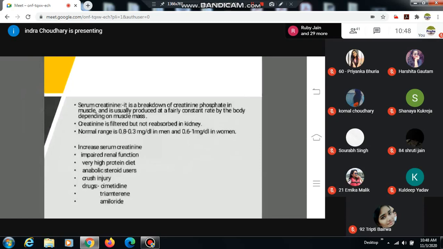Serum creatinine. It is a breakdown product of creatine phosphate in muscles and is usually produced at a fairly constant rate by the body depending on muscle mass. Creatinine is filtered but not reabsorbed in the kidney. Normal range is 0.8 to 1.3 mg per deciliter in men and 0.6 to 1 mg per deciliter in women. Increased serum creatinine: impaired renal function, very high protein diet, anabolic steroid users, crush injury, and drugs.